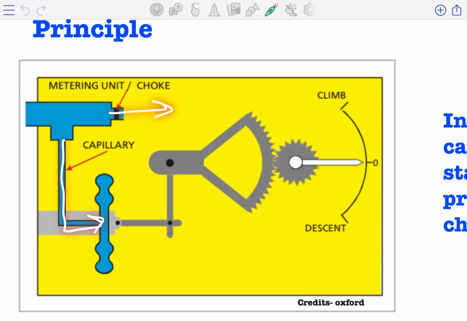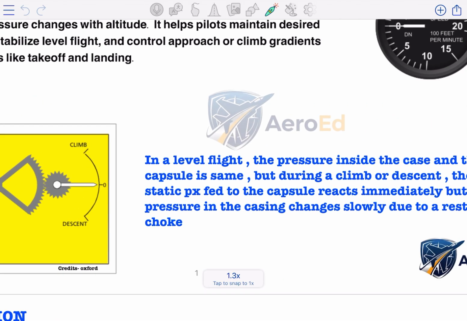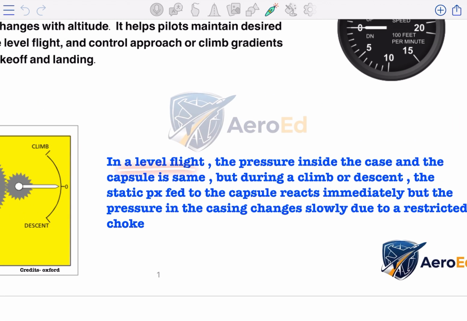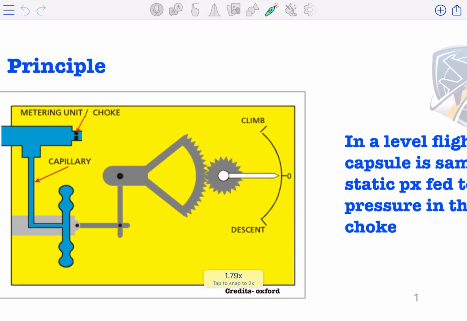But there is a difference. Let's read this, I will explain it. In a level flight, the pressure inside the case and the capsule is same. But during climb or descent, the static pressure fed to the capsule reacts immediately. But the pressure in the casing changes slowly due to a restrictive choke. So what this is saying is that when the aircraft is at level flight, the pressure in the instrument casing and the pressure at the capsule is same.